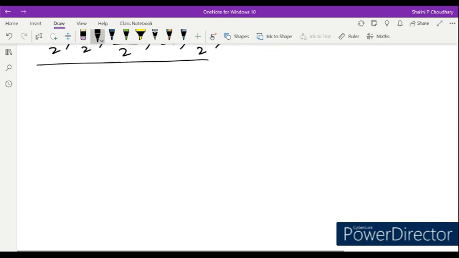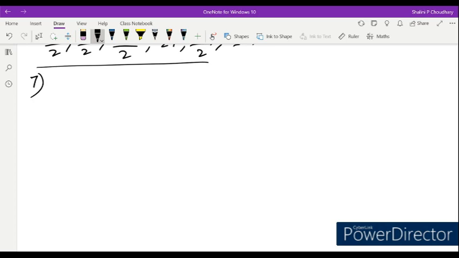Now in the next question, question number 7, we have to find out the indicated terms given here, and of each sequence we have to find out the nth term. So the nth term an is given as 4n minus 3. We have to find out the indicated terms that are given.